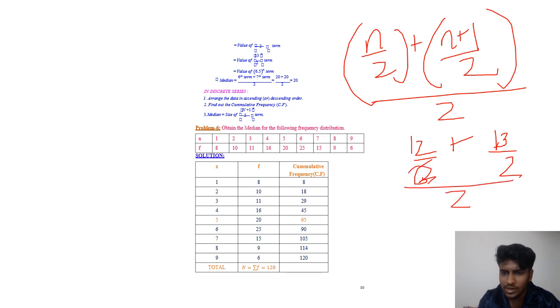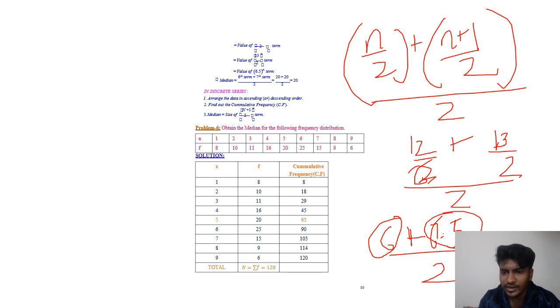Okay, so here you have 6 plus 7.5 or 6.5, right, upon 2. So now over here you have to consider the 6th term and the 7th term.